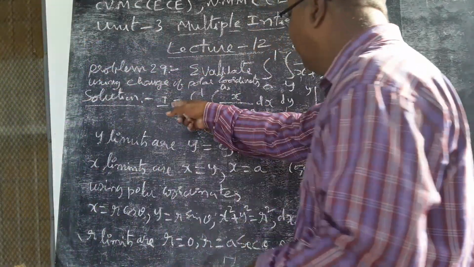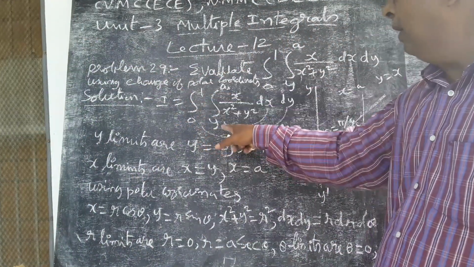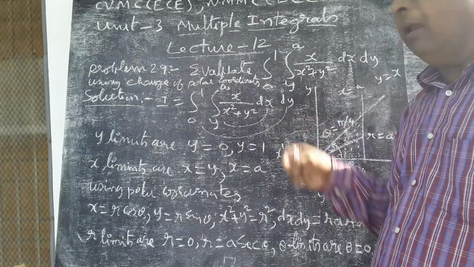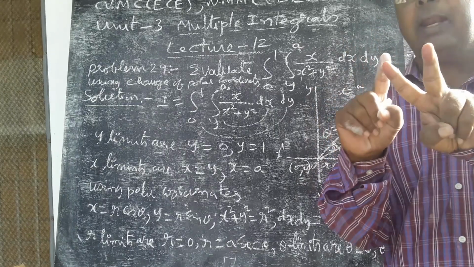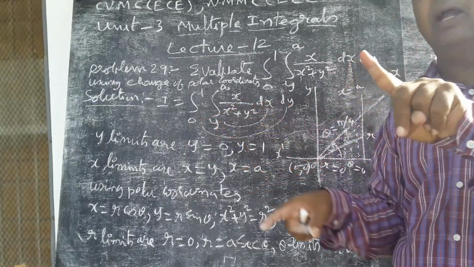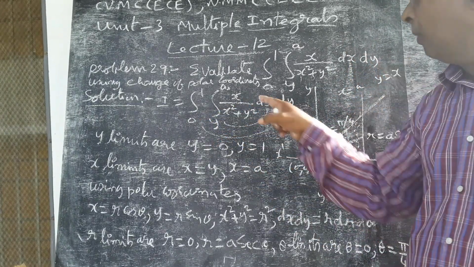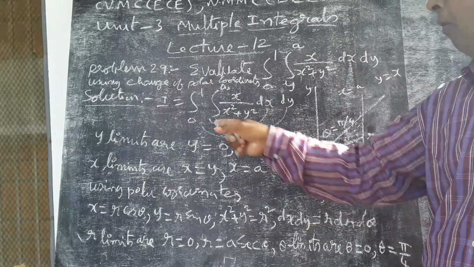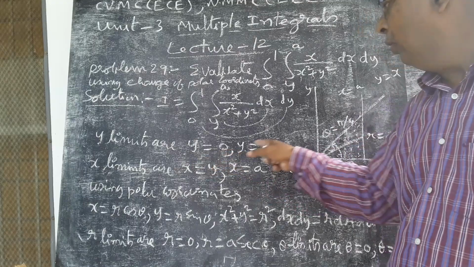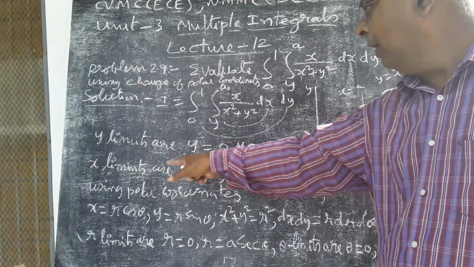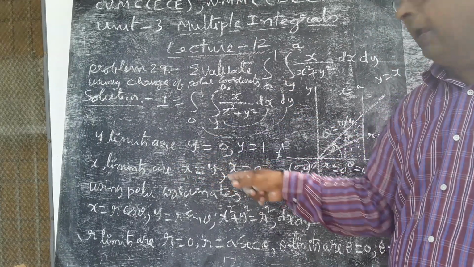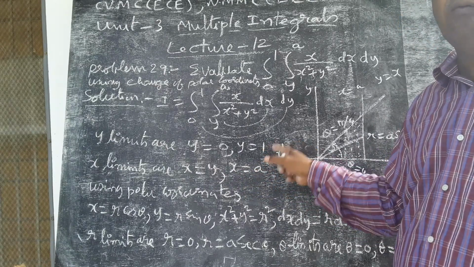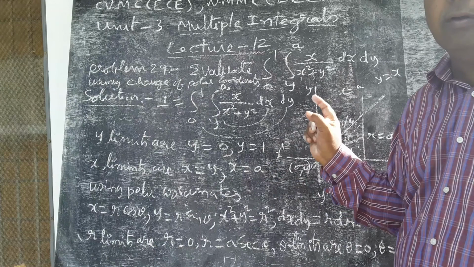So our solution: I is equal to integral 0 to 1, integral y to a, x by x square plus y square dx dy. Two variables are there, x, y. Here y appears, so first we have to integrate with respect to x. So the correct order is dx dy. Y limits: y is equal to 0, y is equal to 1. X limits: x is equal to y is a straight line, x is equal to a is a line parallel to the y axis.